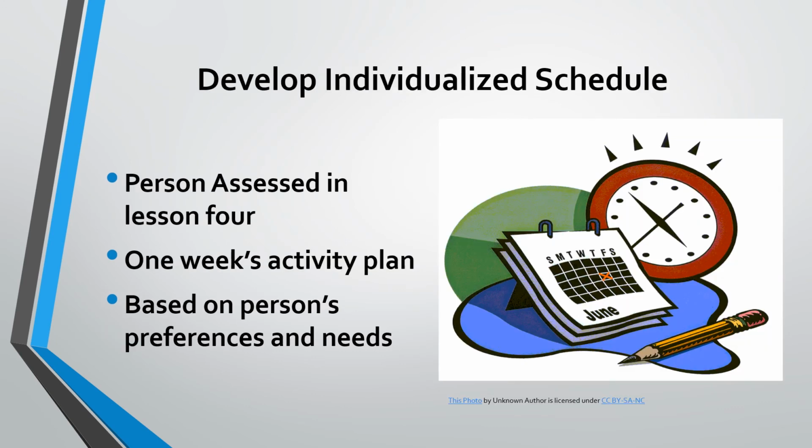We're also going to revisit the person that you assessed in Lesson 4. This is where you're going to look at this person again and you're going to develop 1 week of an individualized activity plan for this person. This is not to copy the calendar that you have in your building, but for you to create a specialized, individualized activity schedule for this person.